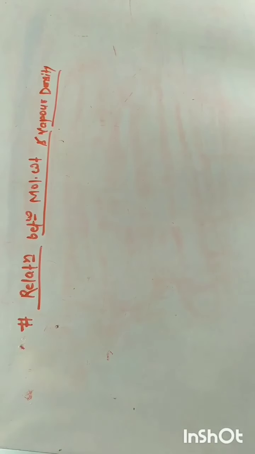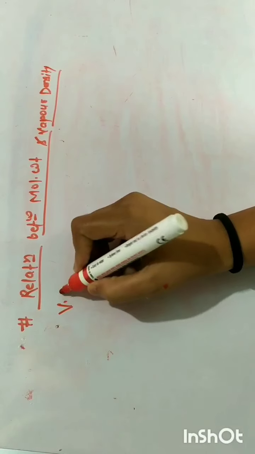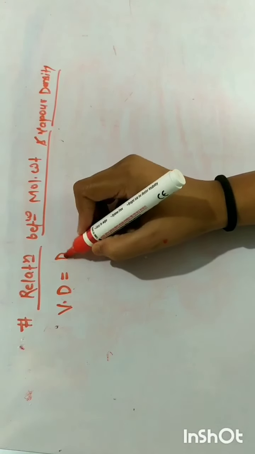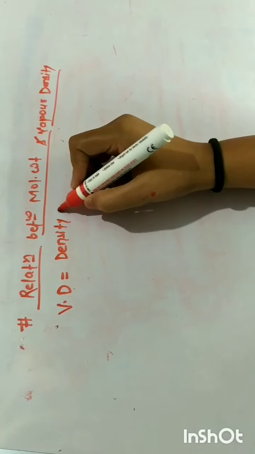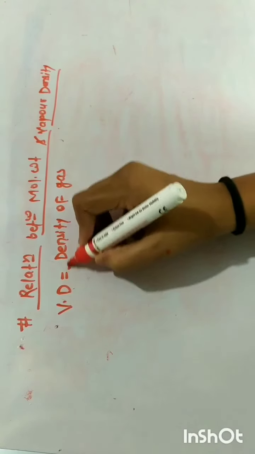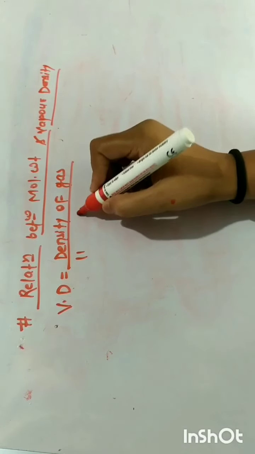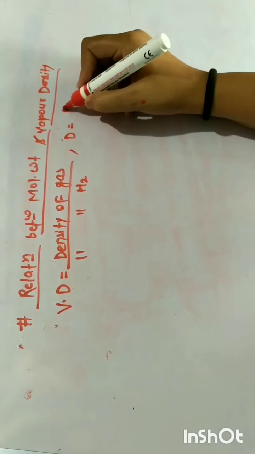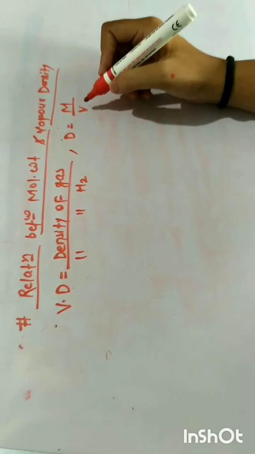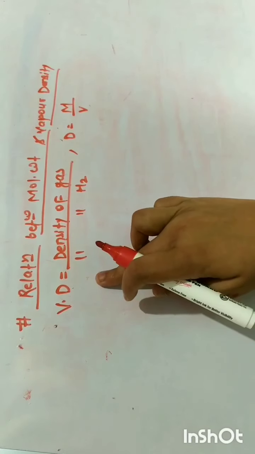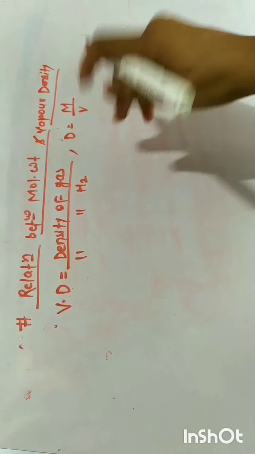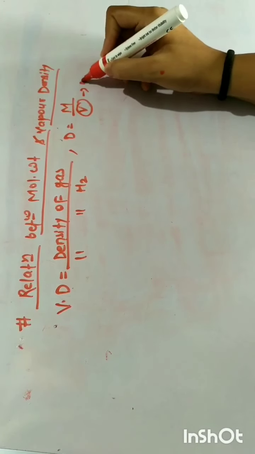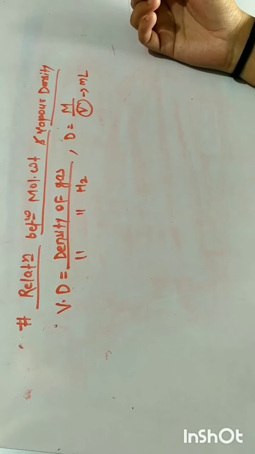So vapor density of a gas is the ratio of densities of gas and hydrogen at the same temperature and pressure. That is, vapor density is equal to density of gas by density of hydrogen. Okay, now density is equal to mass by volume, right? So in calculating the vapor density, first of all you have to calculate the density. So here volume should be in ml, right? Volume should be in ml.